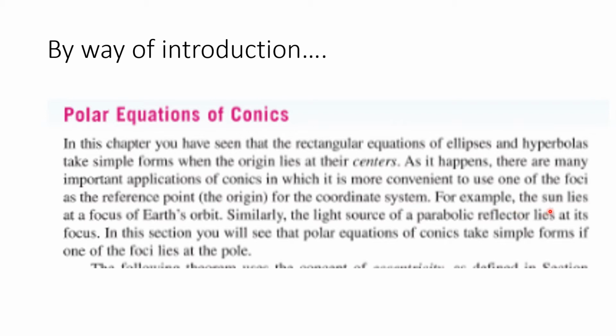For example, we know that the Sun lies at a focus of the Earth's orbit. Similarly, the light source of a parabolic reflector lies at its focus. In this section, you will see that the polar equations of conics take on simple forms if one of the foci lies at the pole.